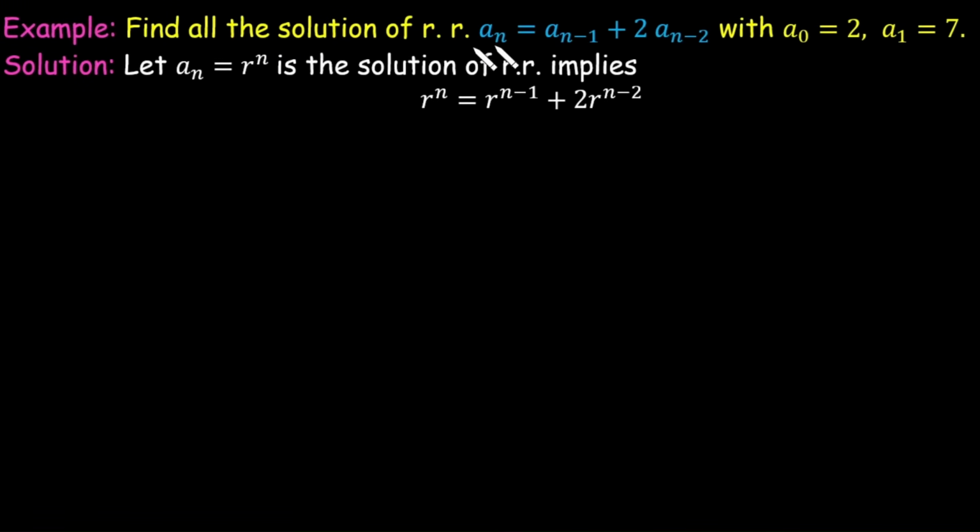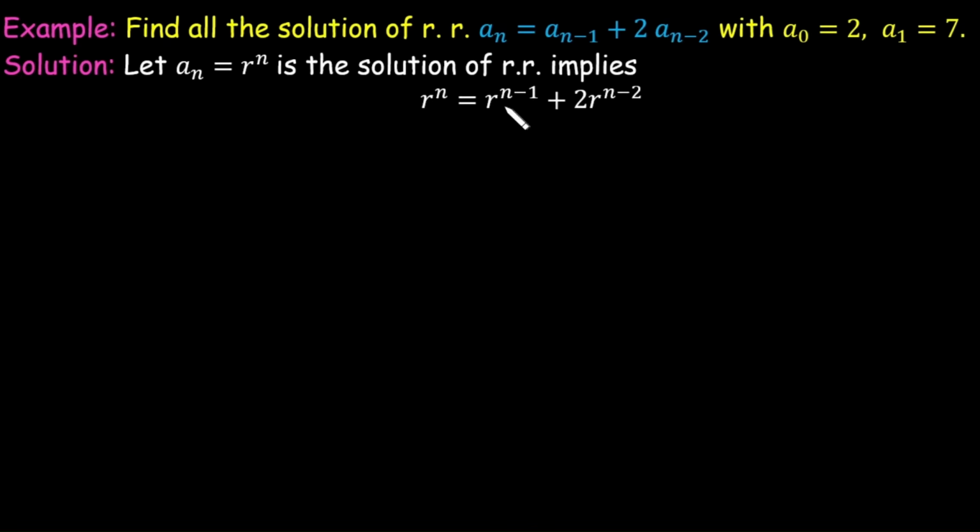Find all the solutions of this recurrence relation with a0 equal to 2 and a1 equal to 7. First step in this case is we will take an equal to r raised to power n as the solution of this recurrence relation. Means in place of an we will write r raised to power n, in place of an minus 1, that is r raised to power n minus 1, in place of an minus 2, it is r raised to power n minus 2.